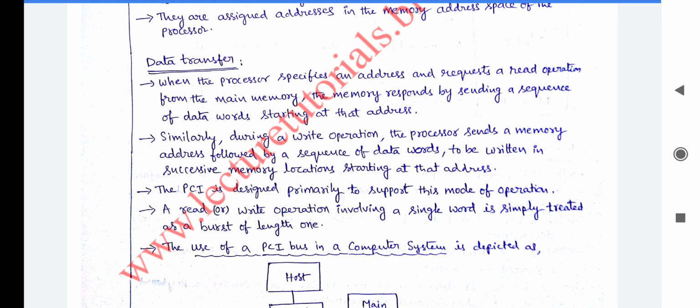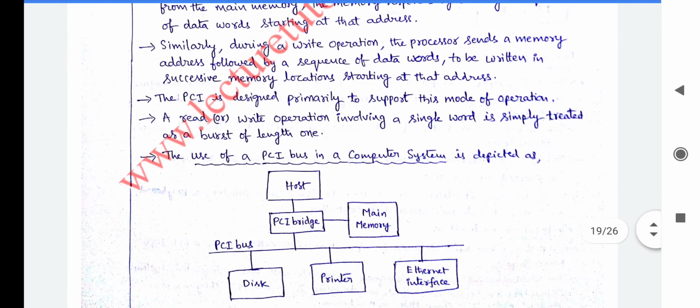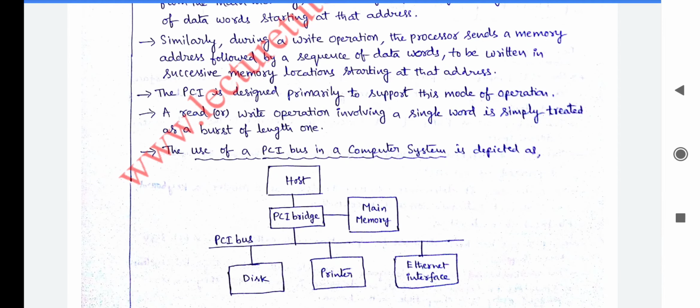The write operation means you have to place some words into main memory. You have to specify the starting address. From that starting address, they are stored sequentially in the main memory. That is the write operation. The PCI is designed primarily to support this mode of operation. A read or write operation involving a single word is simply treated as a burst of length 1.